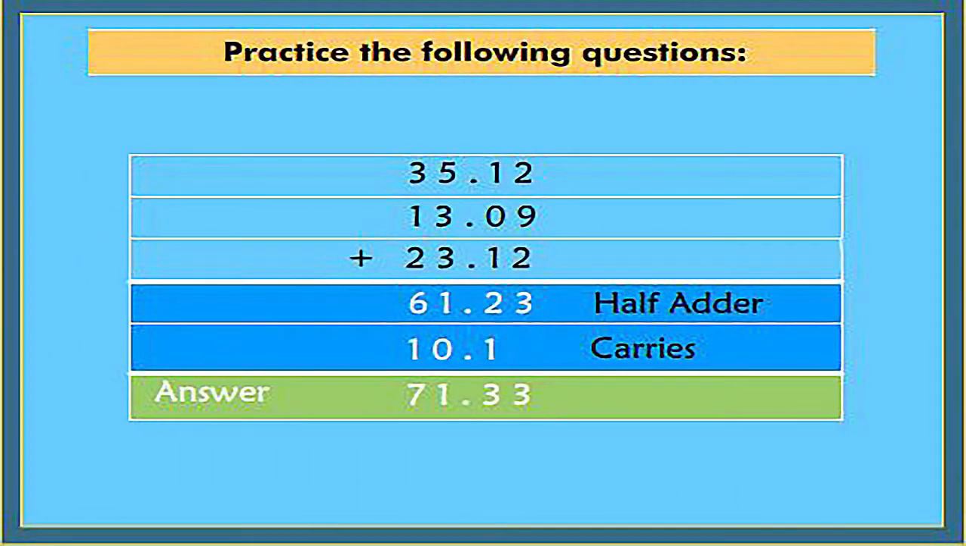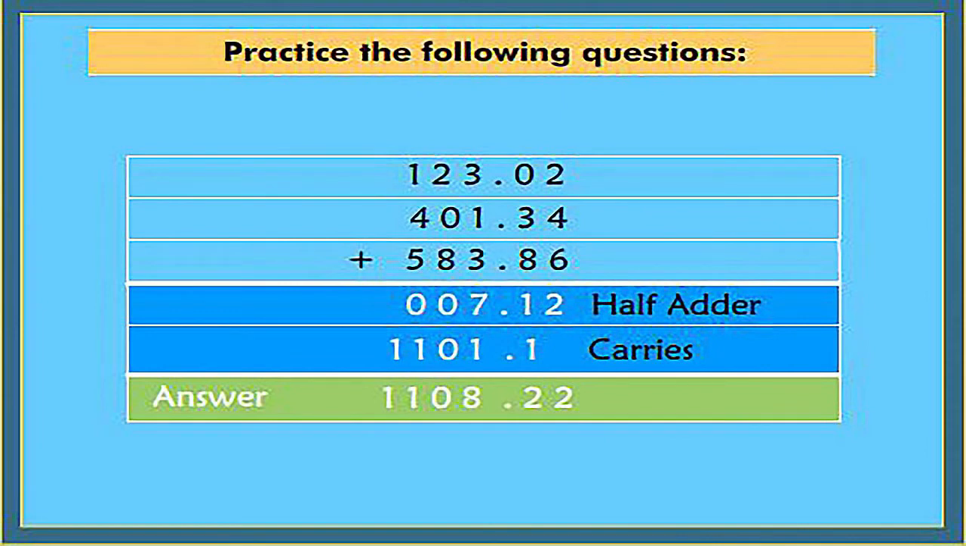The next question in the practice starts with the first column producing no carry. Second column produces 1 carry, and half adder of first column produces 6, so 7 is the first digit. Third column produces no carry, and second column half adder produces 1, so the second digit is 1. Fourth column produces 1 carry, and half adder of the third column produces 2, so it's 3. The last column's half adder produces 3, so the last digit is 3. Therefore, the answer is 71.33.